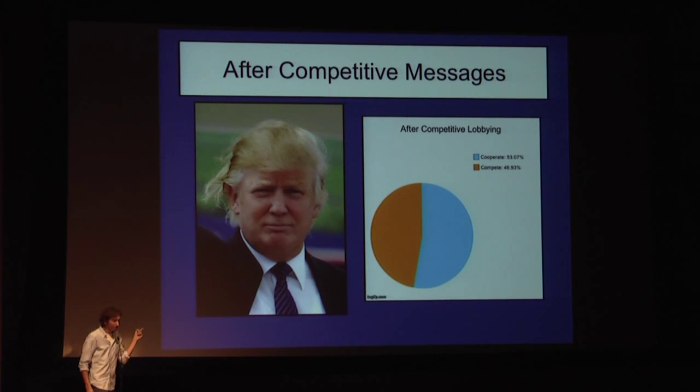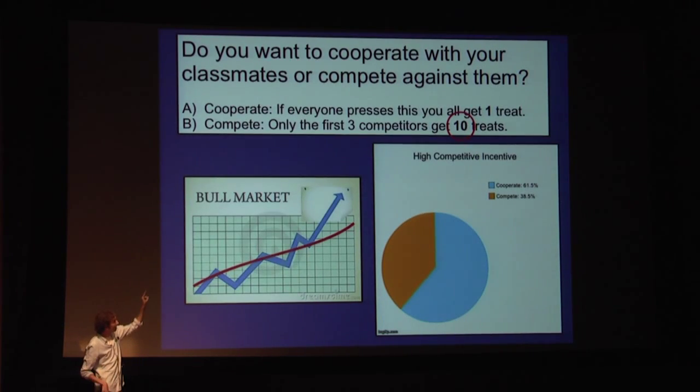But other times, someone says, I don't care, you guys. I'm going to press B. I'm just letting you know. And that gets up to like 47%. It's terrible. There's a culture of competition there. So sometimes I even make it ridiculous, and I make it 10 treats if they press B. It's a bull market.